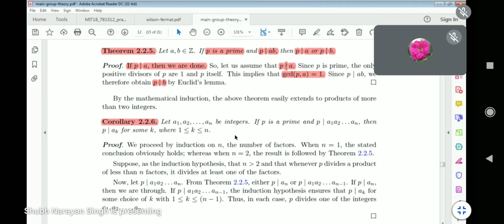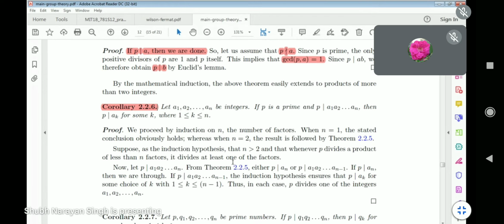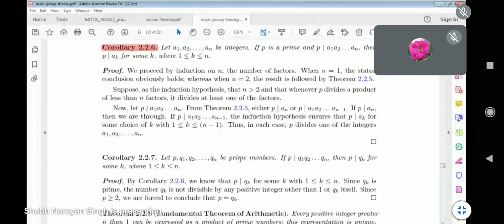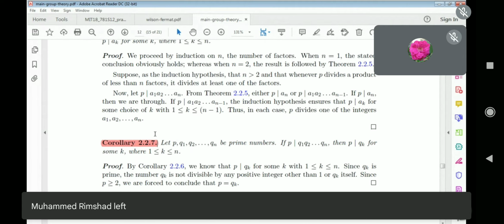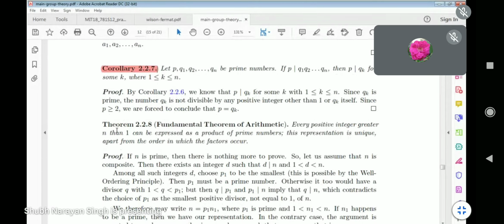I have also written the formal proof of this one. You can read it, and also correlate it with 2.2.5, since it is based on that. It's not so interesting, and the proof is lengthy, so concentrate on the statement of this mathematical result. I quote it as theorem 2.2.8, and this statement says that any positive integer greater than 1 can be expressed as a product of prime numbers.